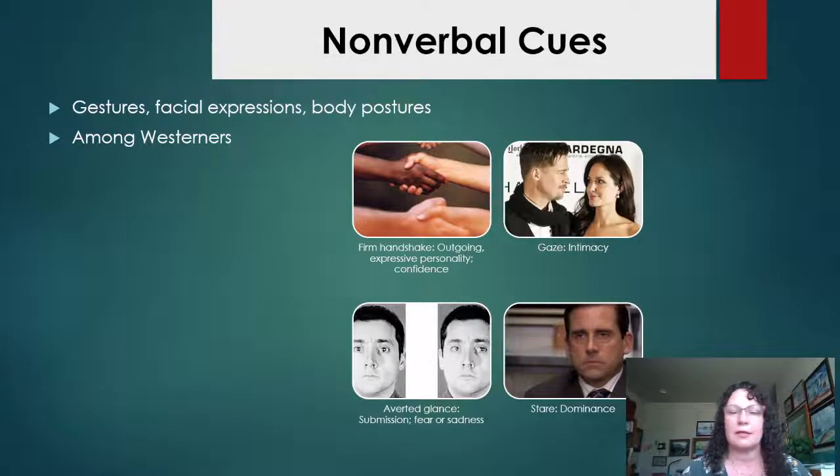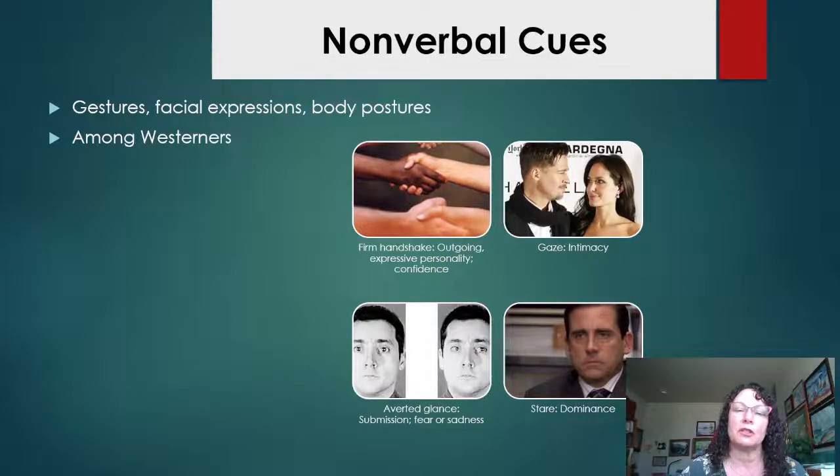This last one is the stare. So you could either look at the guy on the left panel of the averted glance one, or you can look at this picture I got from The Office where, poor Steve Carell was always trying to assert his dominance. Staring is a way to assert dominance, right? Holding a person's gaze when they would rather look away, but they don't want to because that would show submission. So staring is this dominant behavior.